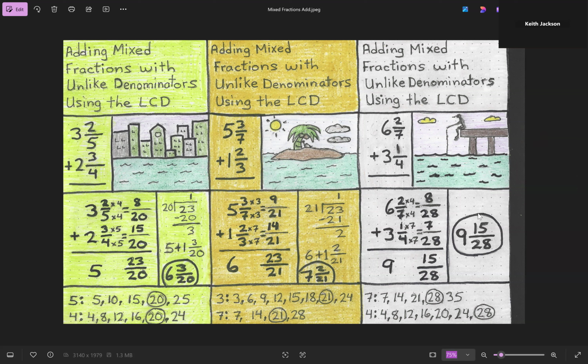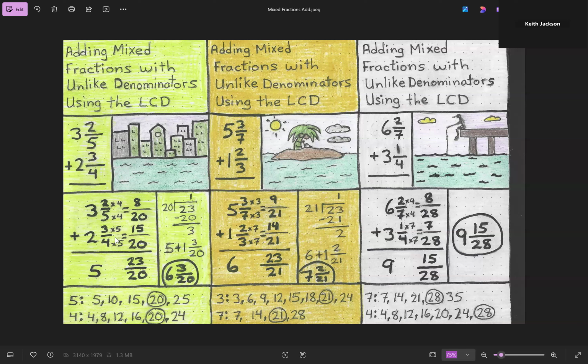And so let's take a look at the first big example in which we have 3 2/5 plus 2 3/4. As you can see, we have two different denominators when we're adding these mixed fractions. And so we're going to have to find their least common denominator by counting by fives and then counting by fours and see what number matches up the best. If we count by fives, we will get 5, 10, 15, 20, 25. And if we count by fours, we will get 4, 8, 12, 16, 20, 24. And as you can see, 20 will be our least common denominator when we add these two fractions.